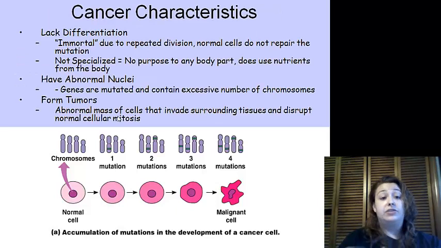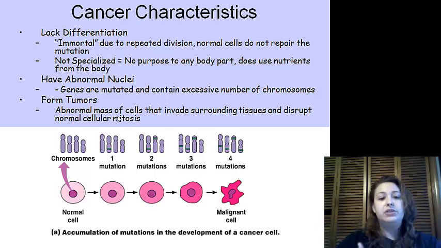Now, characteristics of cancer. You lack differentiation. They are basically immortal, and they repeat dividing, and normal cells do not repair the mutation. They are non-specialized, therefore they have no purpose, but they take up nutrients, but they're not doing what the body needs it to do. They have abnormal nuclei. Like I said before, as it becomes cancerous, more and more DNA mutations occur, and they do not fix them. They also may have excess chromosomes.